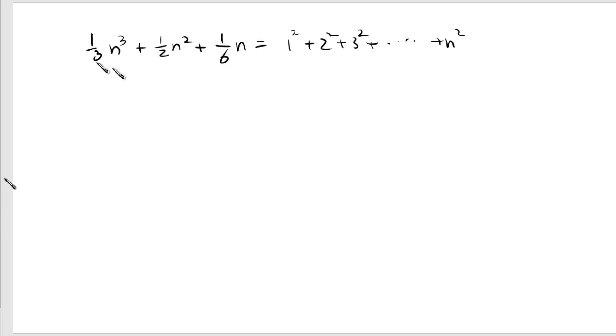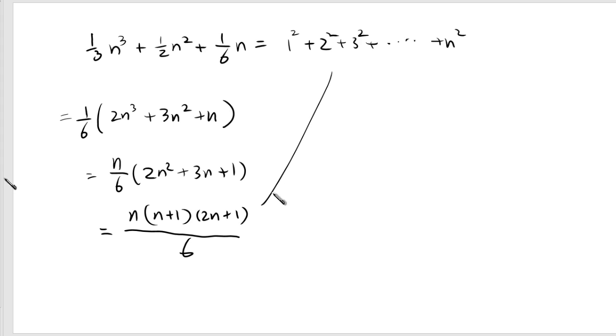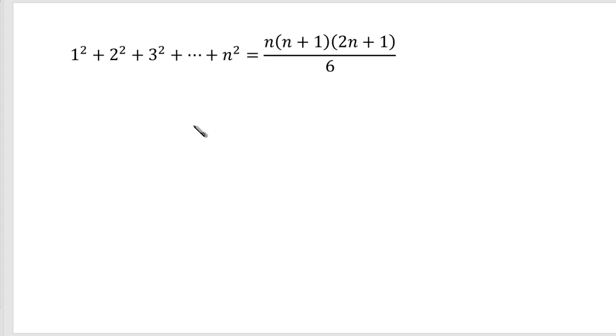So let's try to factor this. Note that if I make common denominators, make it as 1/6, this will be 2n cubed plus 3n squared plus n. And I can also factor out an n, which gives you, so this left side is same as this, which is same as that, and this one factors as n plus 1 times 2n plus 1, right? So you end up with the following. So this actually shows that this should work.